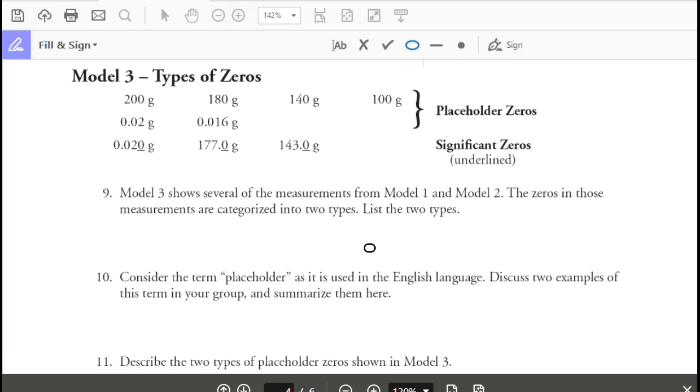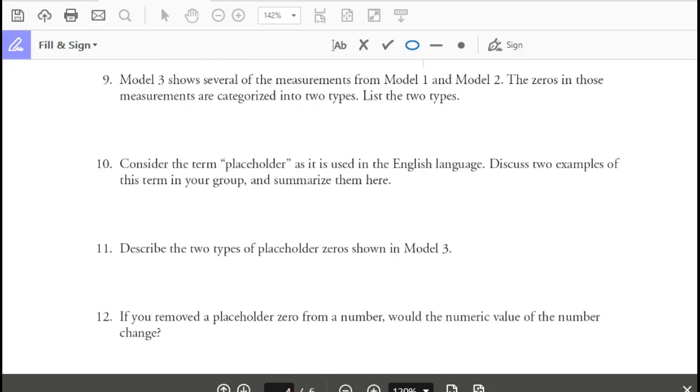For number 10, consider the phrase placeholder as it is used in the English language. Discuss two examples of this term in your group and summarize them here. There could be several answers for this question. You can say a placeholder could be someone holding a place in line, or using a bookmark to hold a place while you read, or placing your coat somewhere to save a seat. Anything that determines a placeholder.